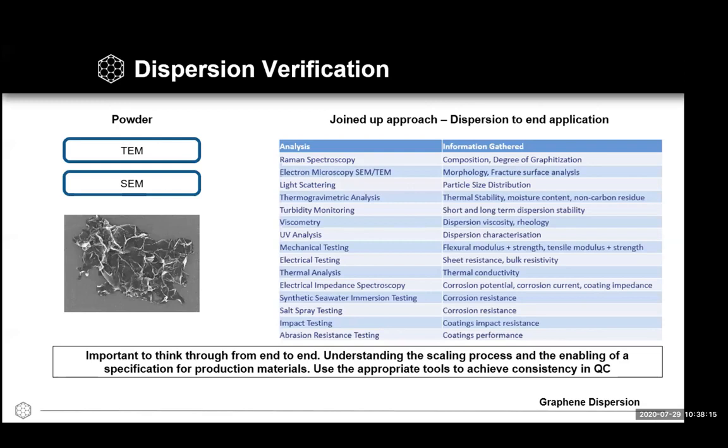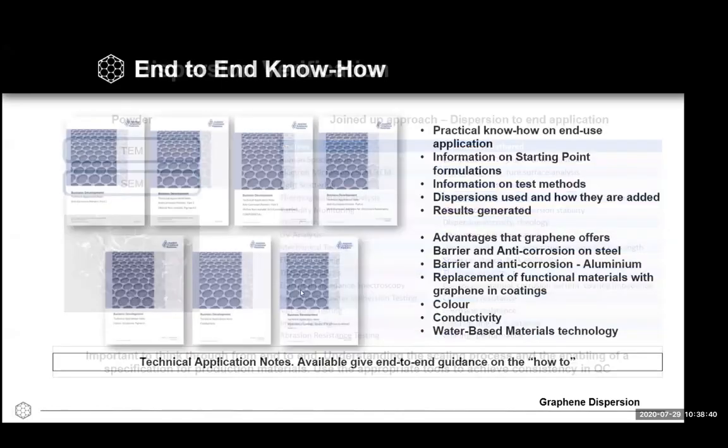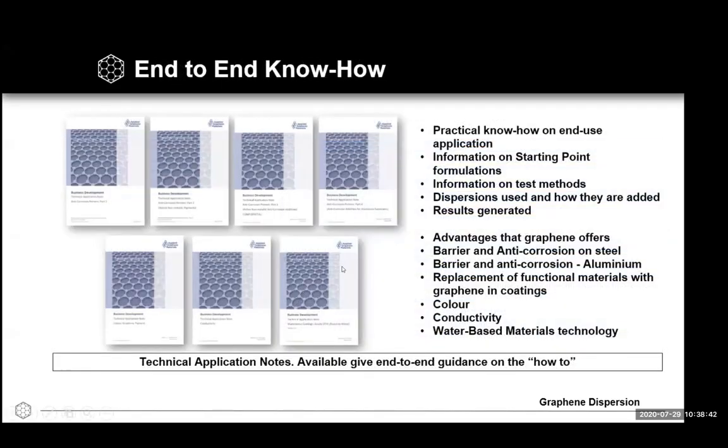We utilize TEM and SEM. Clearly, those are great tools to look at powders. Viscometry, UV analysis, mechanicals, electrical testing, thermal analysis are key things that we do routinely on dispersions and end-use applications to prove out the quality and the consistency of these dispersed materials. With that, I'm briefly going to hand over to Andy, who can spend hopefully a couple of minutes just talking to the outcomes of all of this.